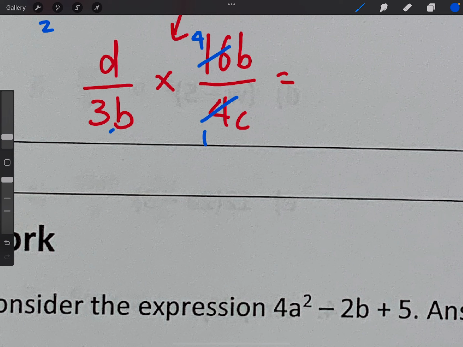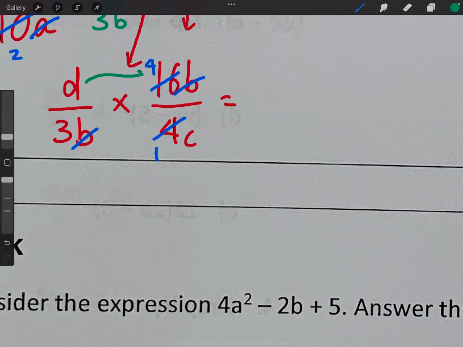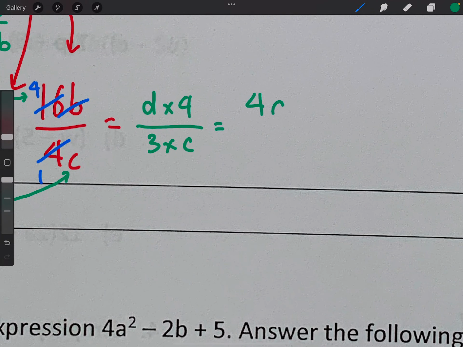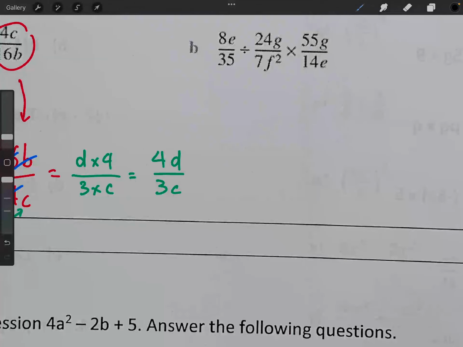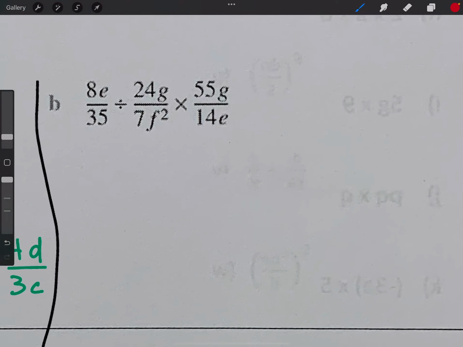Let's look at the letters. We've got B and B, which will cancel out. And what do we have left? We've got 4 times D and 3 times C. Actually, let me rewrite this again. D times 4, and the bottom was 3 times C, and the answer is 4D over 3C. There's your answer for that one. So let me just draw a little border. And for the last question, question H.